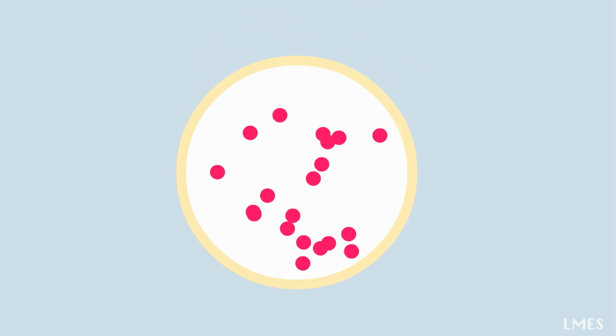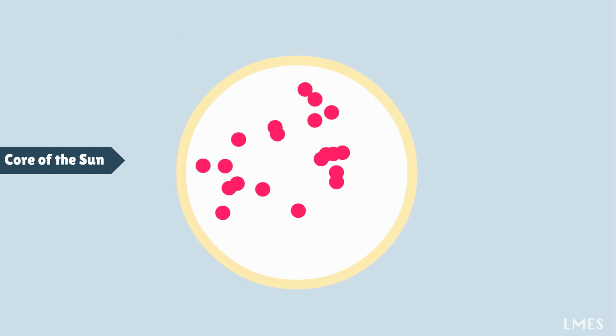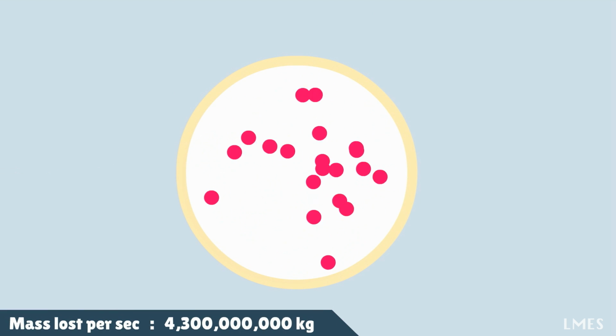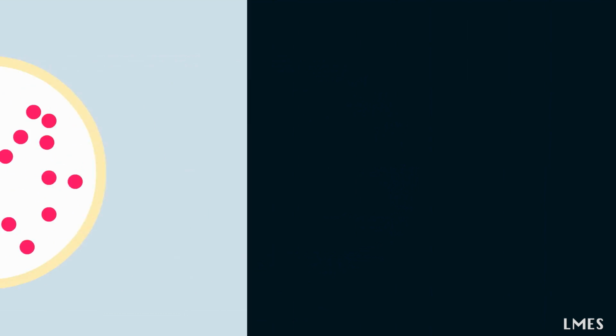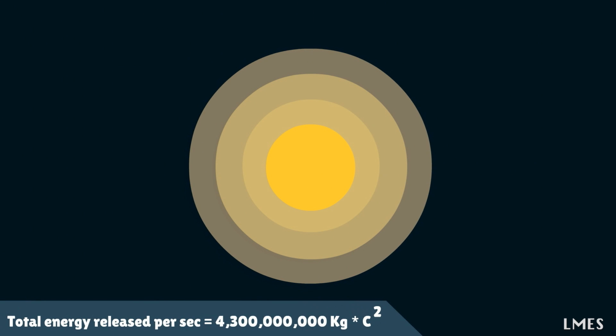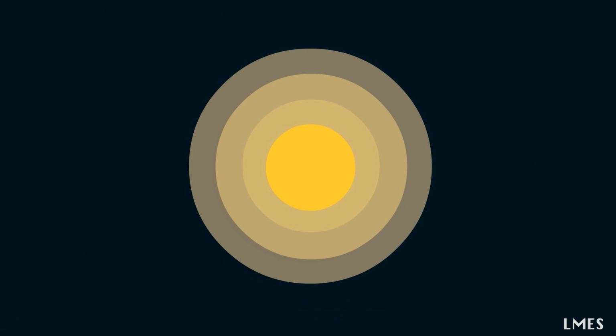Millions of protons are fused every second in the core of the Sun. So the Sun is losing about 4.3 million tons of its mass. Do you want to know the energy released by the Sun? Multiply 4.3 million tons with c², then you will get the amount of energy being released. That's a lot of energy, right?